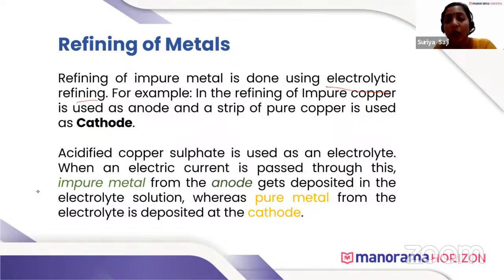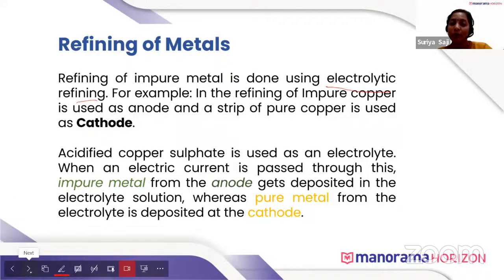Actually, here we will get a doubt: we have already reduced with carbon or coke, and at that time we got the pure metal only, so why are we doing electrolytic refining? In electrolytic refining, we'll get extra pure metals. After that reduction also, there will be some particles of carbon or some other impurities. Still, some sort of impurities will be there. So after electrolytic refining, we'll get highly pure metals. Understood? Is it okay?